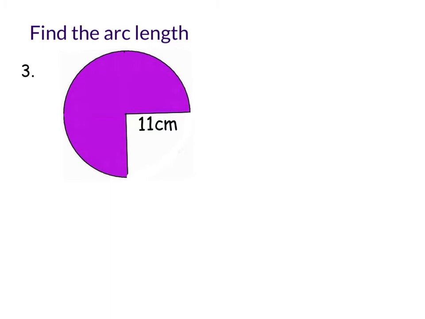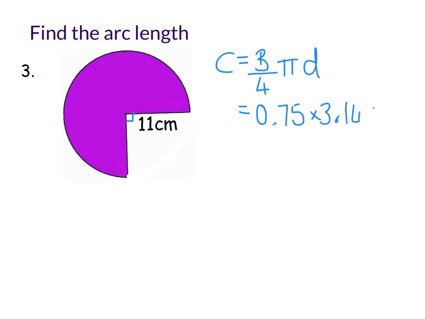Question 3 is a wee bit trickier. It looks like a Pac-Man, doesn't it? This is 3/4 of a circle. So that wee bit that's been cut out is a quarter. We are going to change our formula this time to 3/4 pi d, so circumference equals 3/4 pi d. And for 3/4, you can either use a fraction button or change that to 0.75 times 3.14 times, now remember that 11 is only your radius, so that bit there is 11. This bit here would also be 11, so your diameter is 22. Type that into your calculator, and you get 51.81 centimetres.